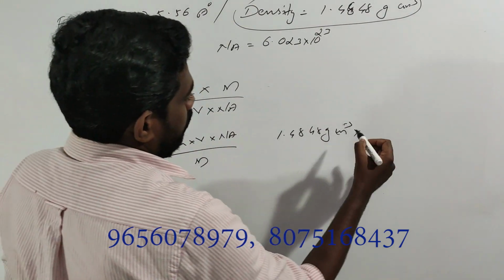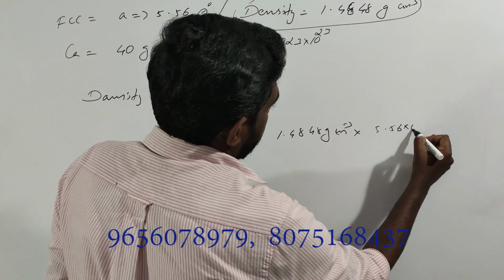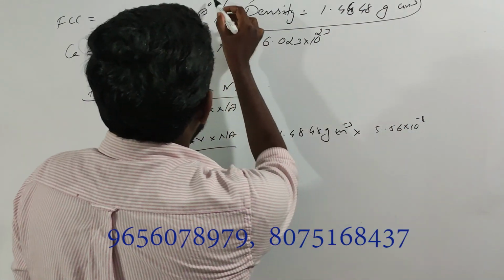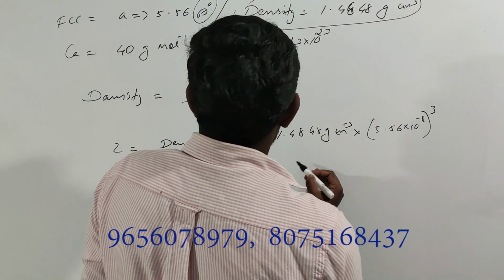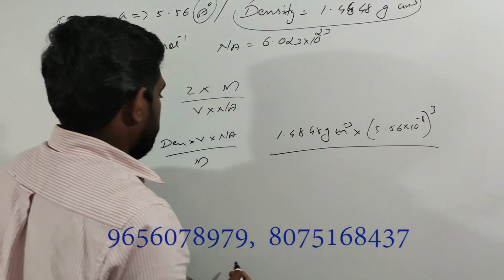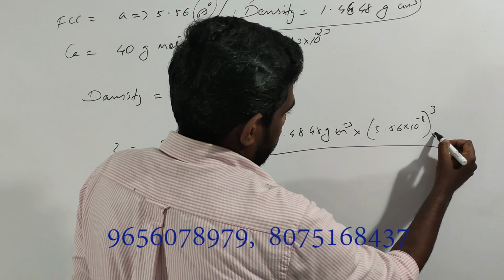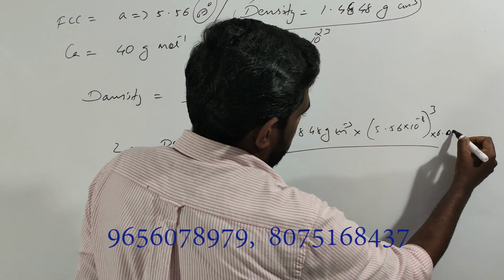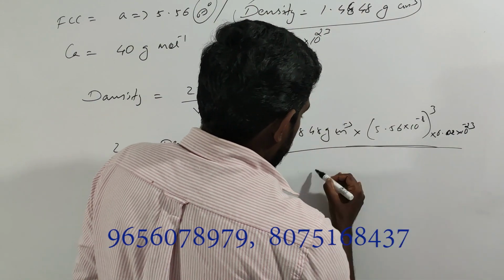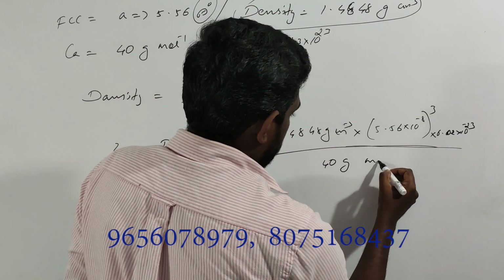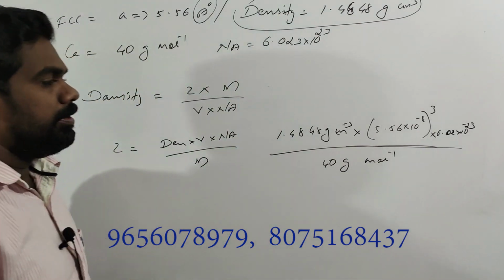So 5.56 into 10 raised to minus 8. This is angstrom into centimeter cube, A cube, divided by into 6.023 into 10 raised to 23 divided by 40 gram mole raised to minus 1.